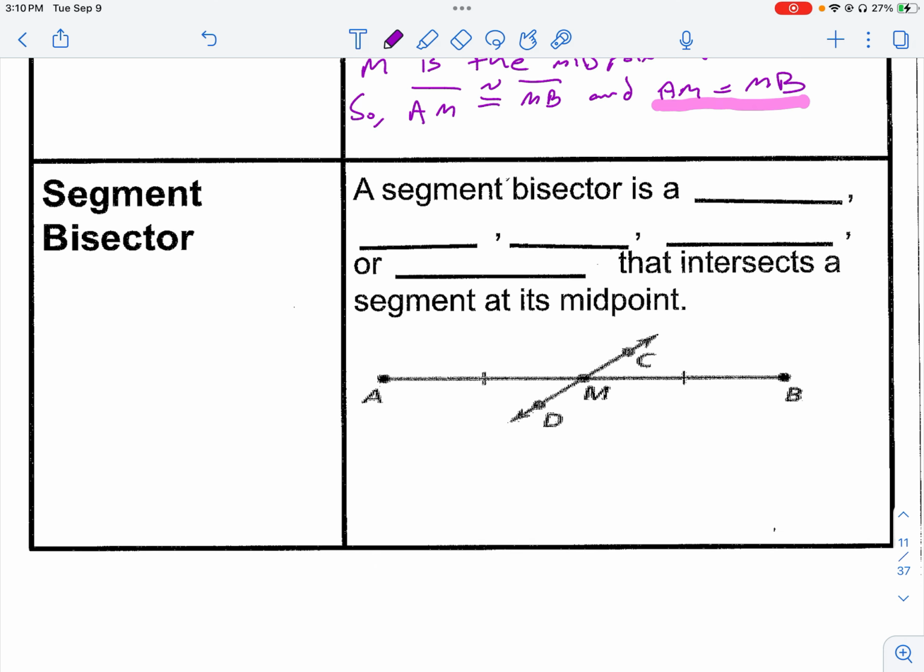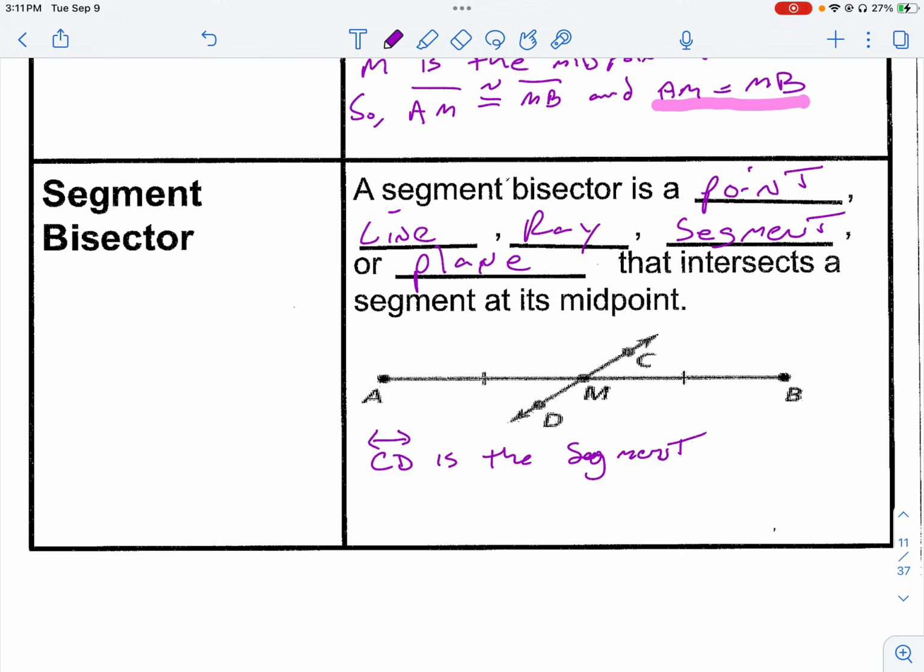A segment bisector is a point, a line, a ray, a segment or plane that intersects a segment at its midpoint. Okay, so it is literally the thing that cuts a segment in half. So here we have line CD. This is the segment bisector of segment AB.